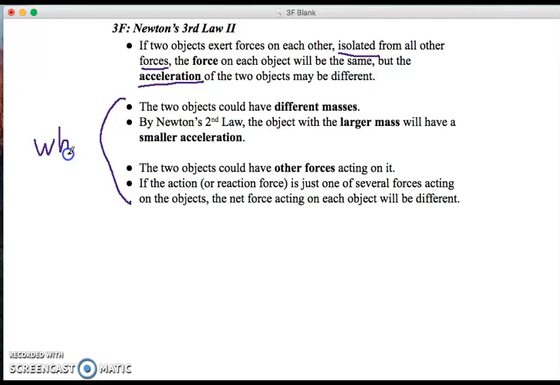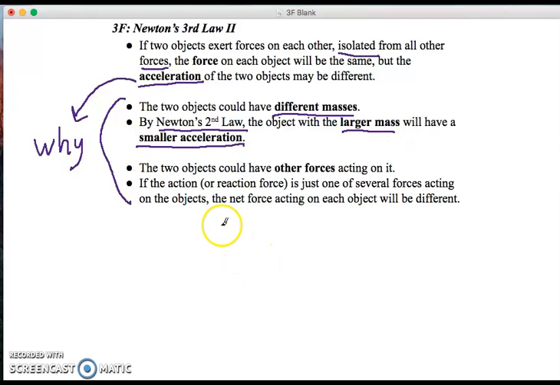Why? These are really explaining why you might have an acceleration that's different. One reason is the objects could have two different masses. If the objects have two different masses, you're going to have two different accelerations, because by Newton's second law, the object with the larger mass is going to have a smaller acceleration.